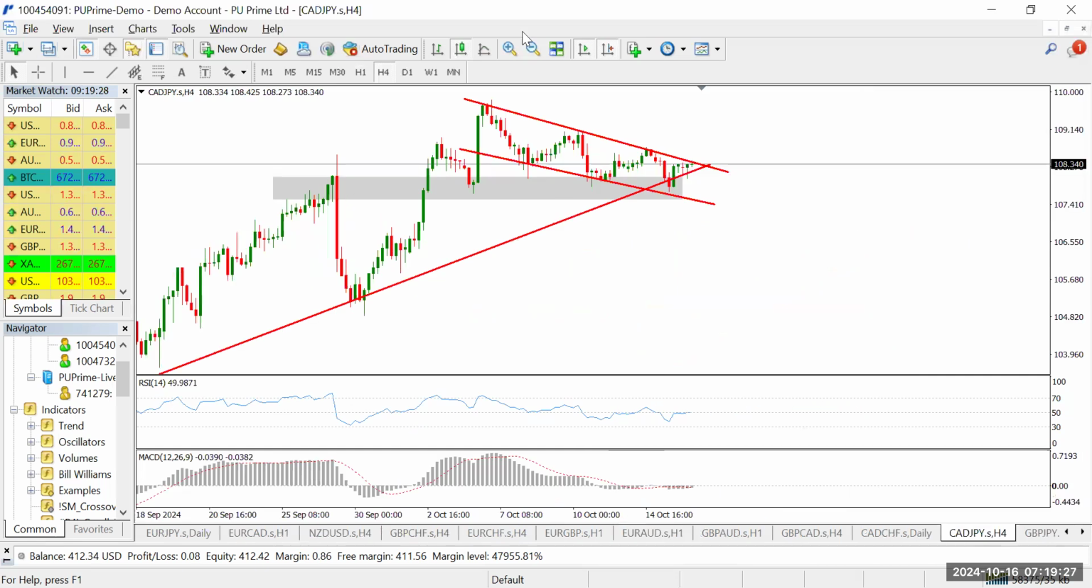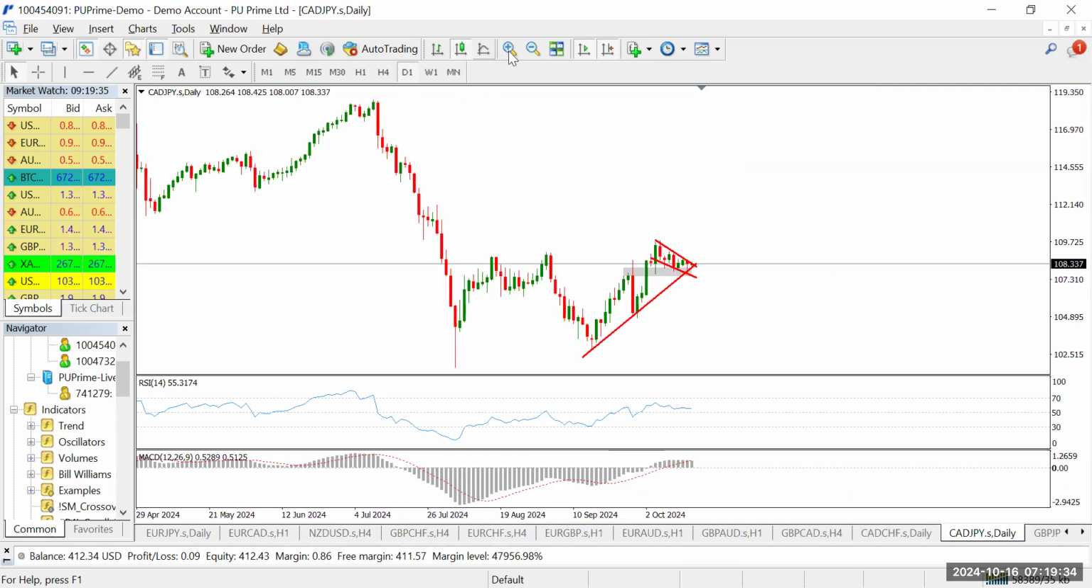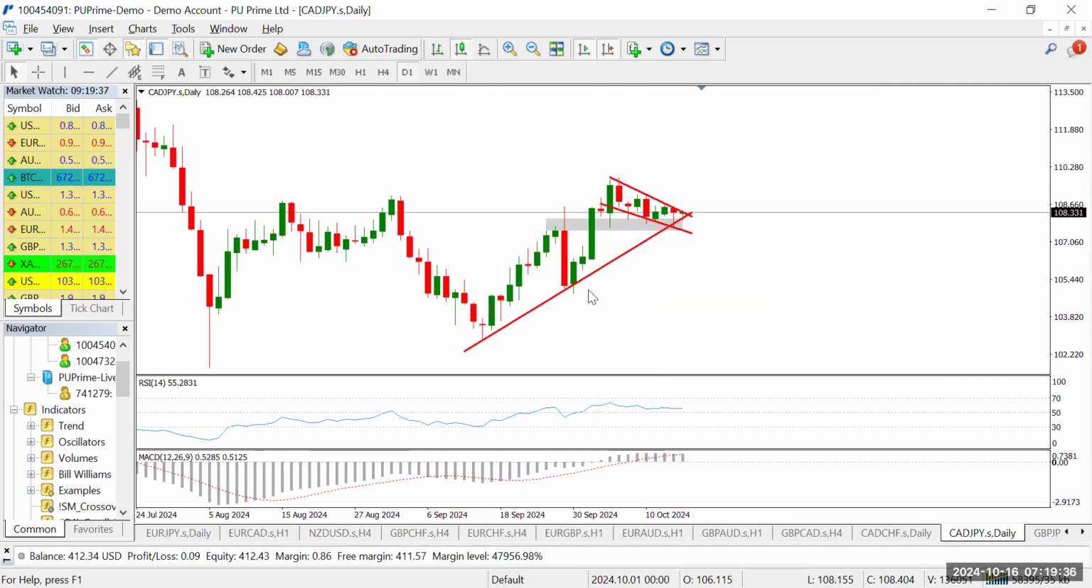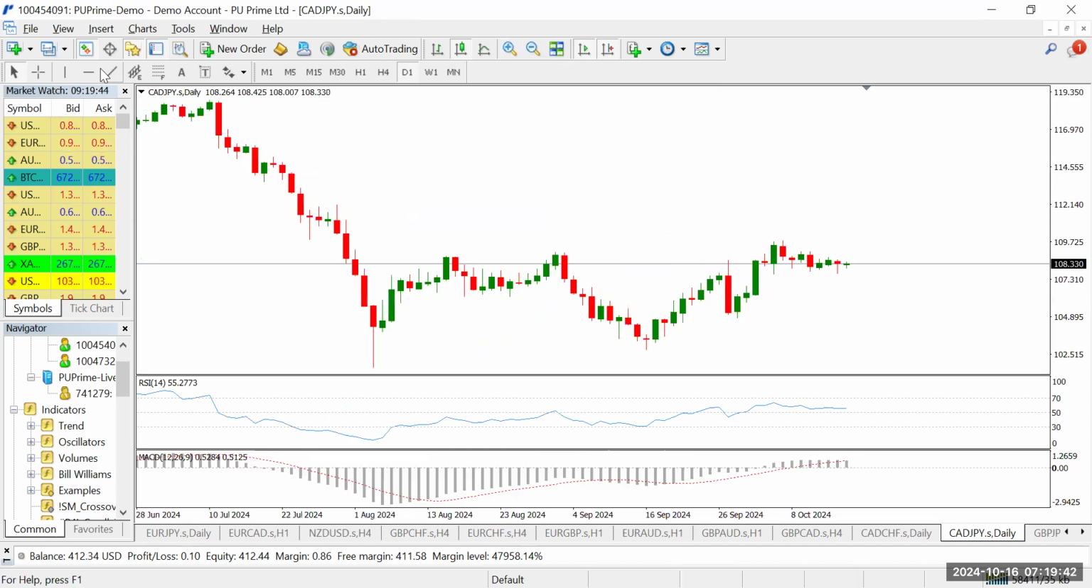And thirdly, today I'll be looking at the CAD JPY. Now, we looked at this instrument yesterday when there was news from Canada. The setup is still very valid. We were bullish on it, and that is still what we can see. Let me start it all over again so that we can benefit from this knowledge sharing.